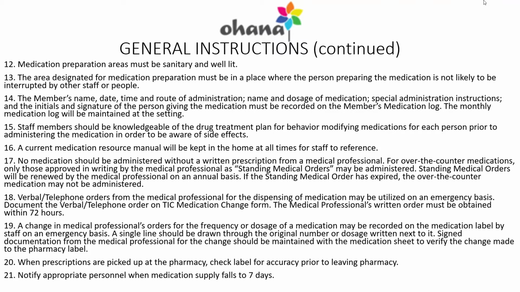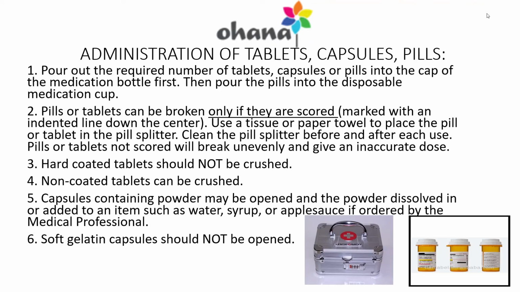Here are some instructions specific to the administration of tablets, capsules, and pills. So after we do our first label check, we pour out the required number of tablets, capsules, or pills into the cap of the medication bottle. From there, we pour the pills into the disposable medication cup that we will be giving the members their medication from. Some important reminders: pills or tablets can be broken only if they are scored, which means if they are marked with an indented line down the center.